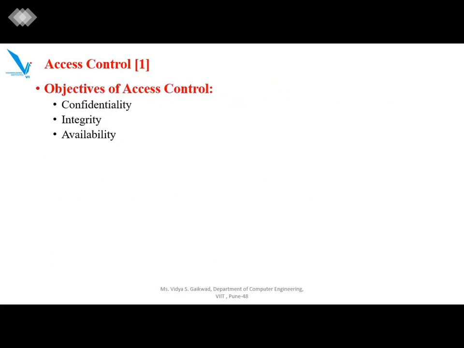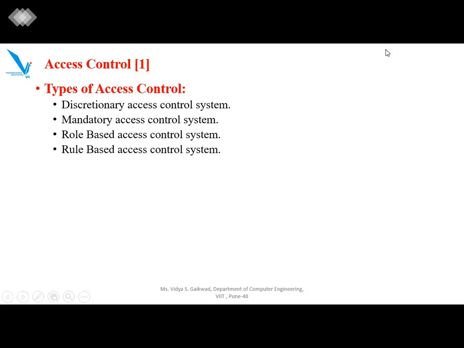Now let's see what the objectives of access control are. Confidentiality, integrity, and availability are the objectives of access control. Let's see the types of access control. The very first type is the discretionary access control system. Second is the mandatory access control system. Third is the role-based access control system. And fourth is the rule-based access control system. So let's start with the first one, the discretionary access control system.